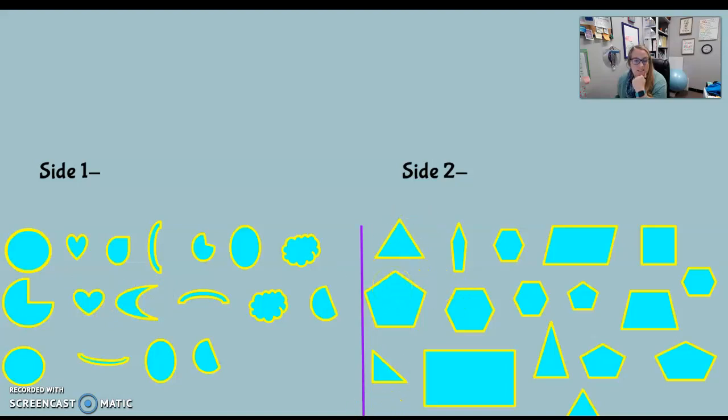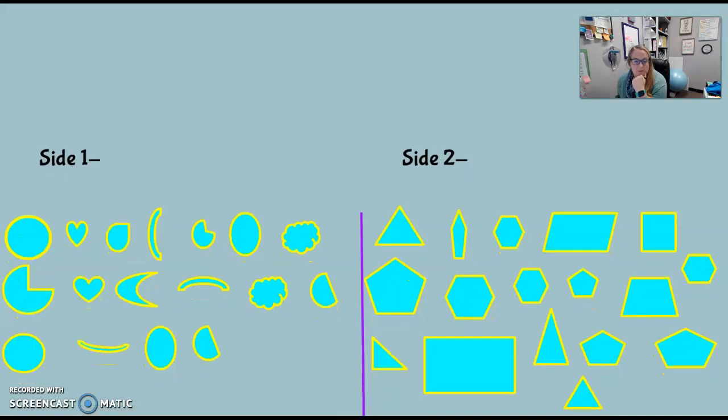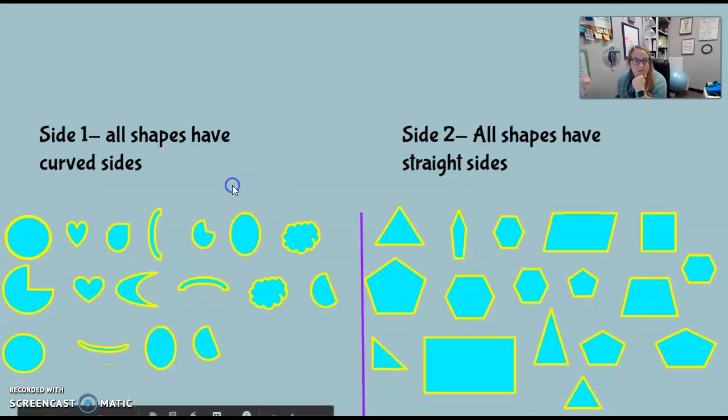And you know what? That's exactly what I was thinking too whenever we organized it. So let's write that down. Side 1 has curved sides and side 2 has straight sides. Well, there's an important vocabulary word that we talked about that actually tells us what that is. Does anybody remember?